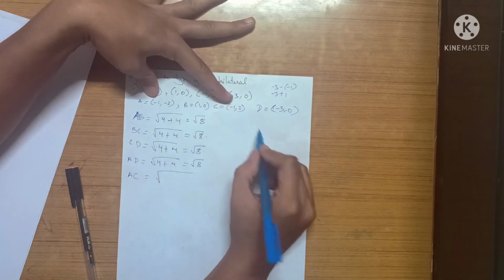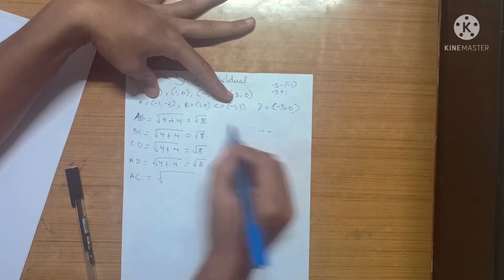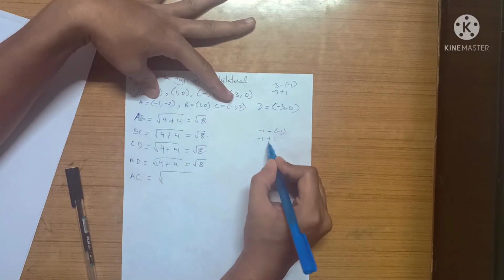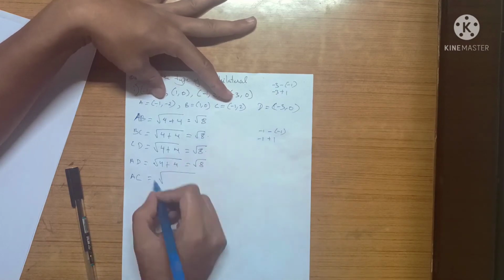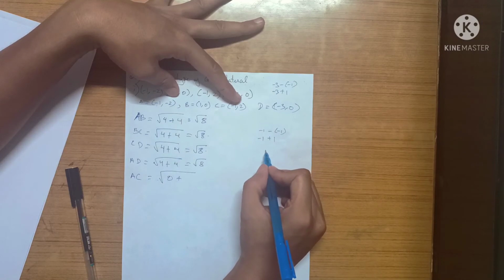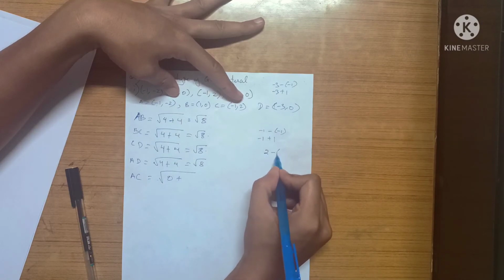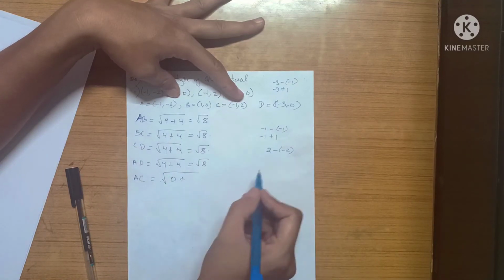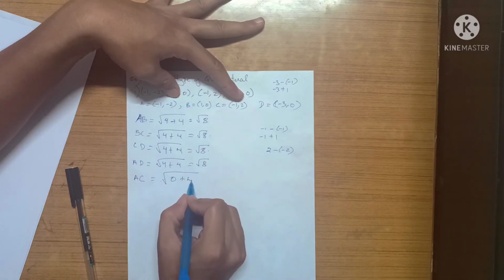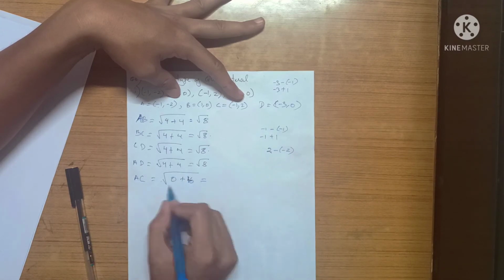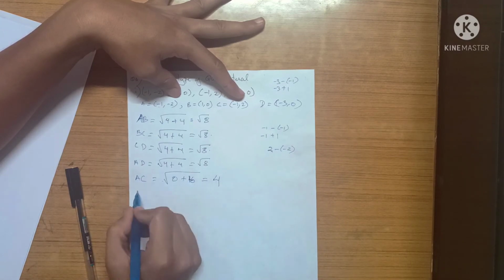AC. See, minus 1 is already here, and you're going to be doing again minus 1, which is minus 1 plus 1, it becomes 0. So it doesn't count. So 0 plus these 2, it's like 2 minus minus 2, so it will not get cancelled. Okay, 2 minus minus 2, so plus 2 is 4. 4 4s are 16. So root over 16 is 4.